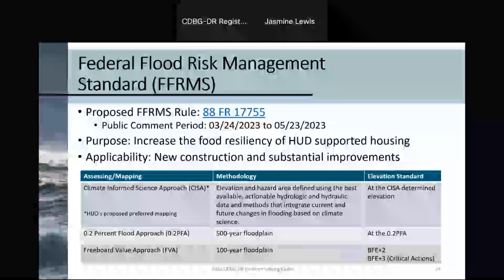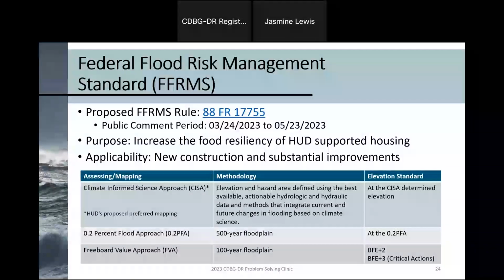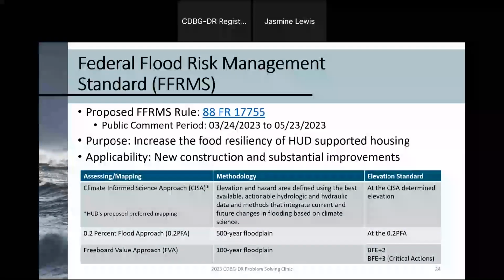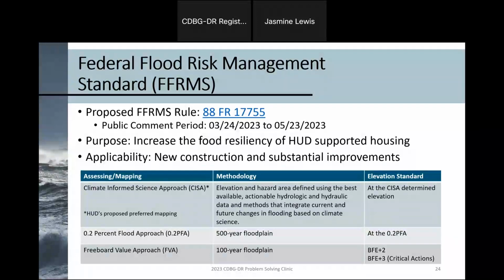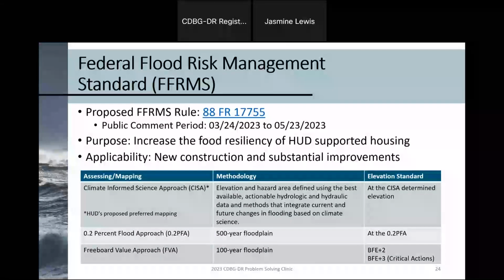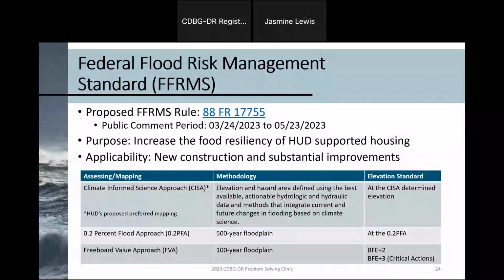So in the meantime, we're actually going to operate under similar CDBG-DR elevation requirements. So if there is no CISA map available, we will utilize the 0.2% flooding approach, which is essentially just the 500-year floodplain identified in the FIRM and designed to that elevation. However, if the 500-year floodplain isn't mapped out on your FIRM, we will then utilize a freeboard value approach, which is in essence the 100-year floodplain on FIRMs, and we are going to utilize 2 feet above the BFE or 3 feet above the BFE for critical actions.